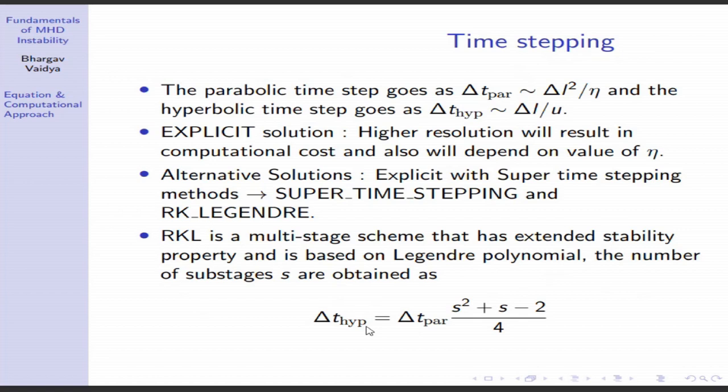So your time step is decided, whatever is your hyperbolic time step, and you compute this S, and you can compute the parabolic time step. And if you use this parabolic time step, then your solution will be stable, and this parabolic time step will definitely be greater than this. So this one is larger than delta L square by eta, but at the same time it is stable, so it is kind of faster.